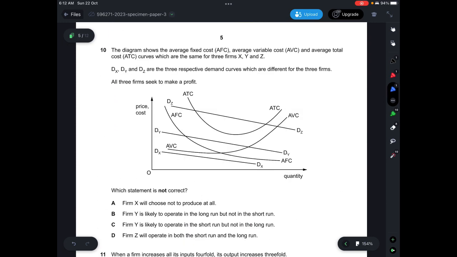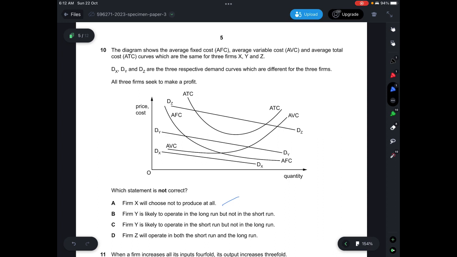Okay, for question 10, the diagram shows the average fixed cost, average variable cost, and average total cost curves which are the same for three firms, X, Y, and Z. Dx, Dy, and Dz are the three respective demand curves which are different for the three firms, and all three firms seek to make a profit. Which statement is not correct? Let's look at the four options. A, it says firm X will choose not to produce at all. This is correct, because the demand curve is below the AVC, AFC, and ATC. So if they were to produce, they'll be incurring a loss.